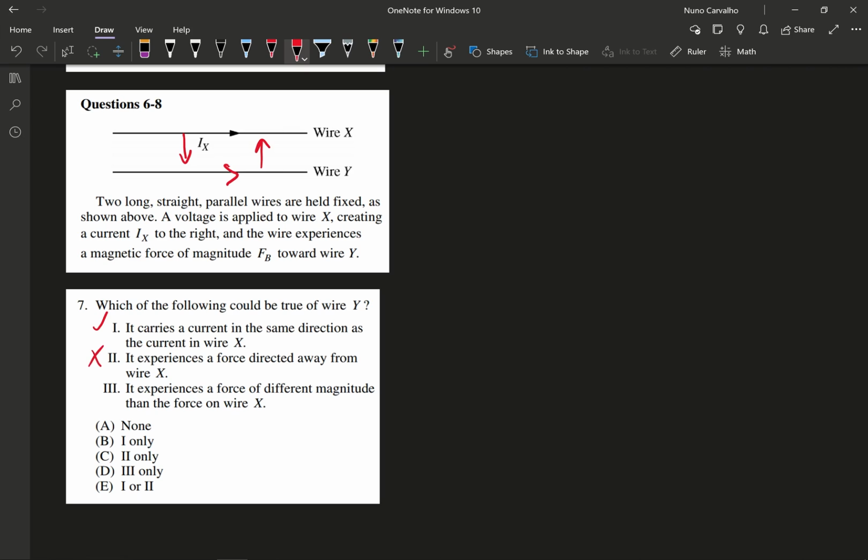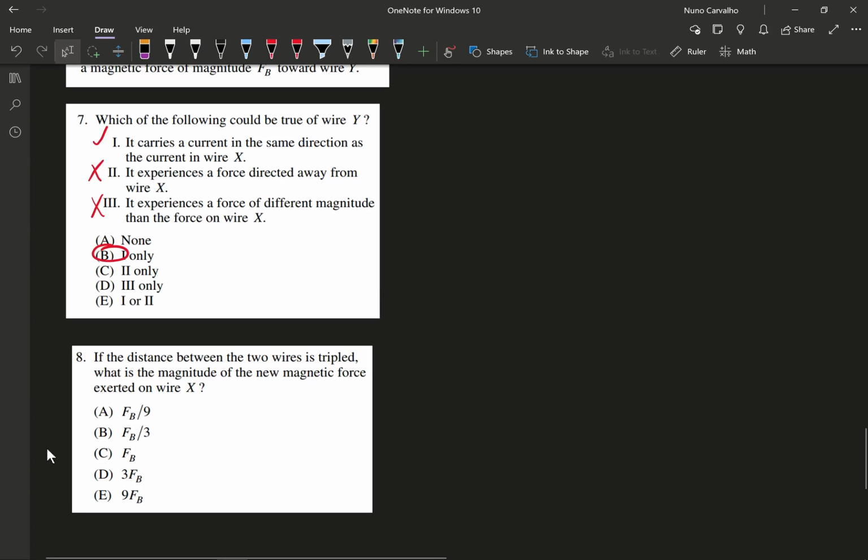And then 3, it experiences a force of different magnitude than the force on wire X. This is also not true. You can derive it as well, but this will never be true for this type of system here. And also you can think about Newton's third law, that you'll have a force of equal and opposite direction. And so by that, I can say that only statement 1, which is B, is going to be correct.